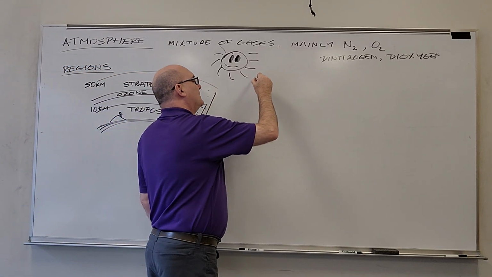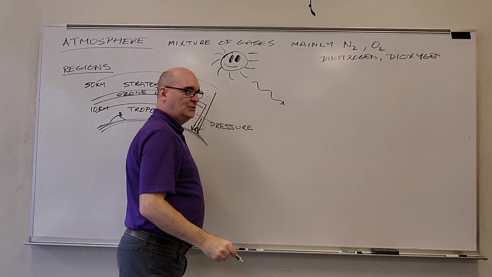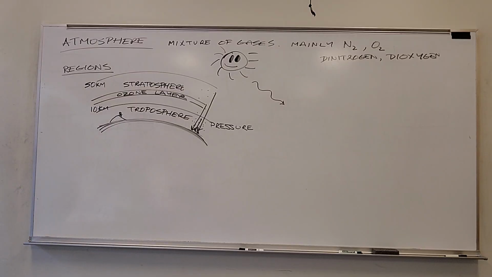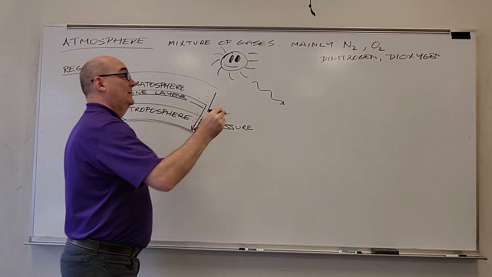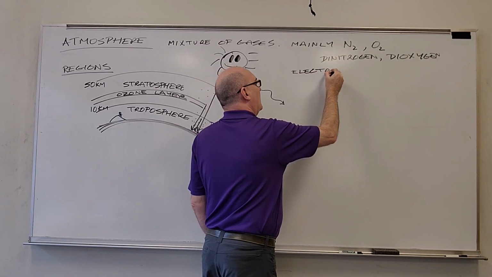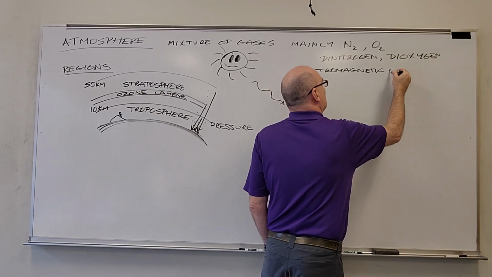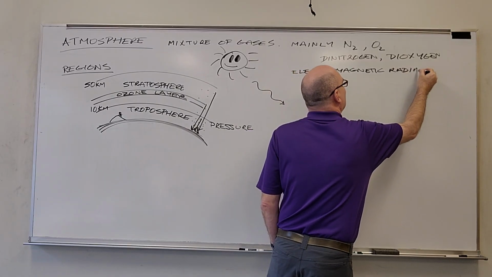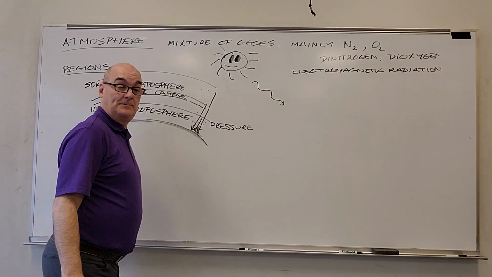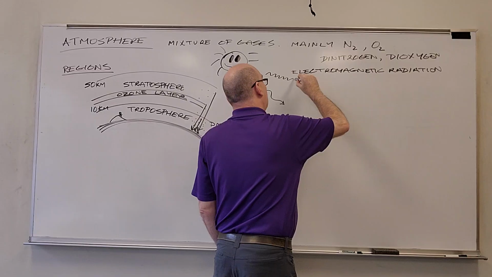The sun gives out all forms of radiation. Radiation in the form of electromagnetic radiation. The electromagnetic radiation from the sun is what we call a continuum. It is one of absolutely everything.